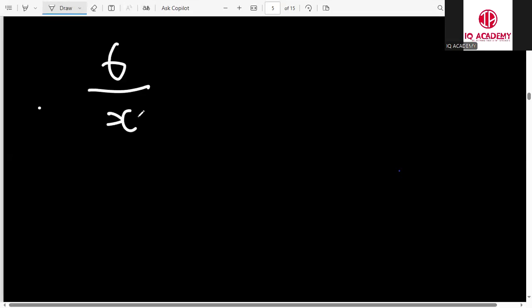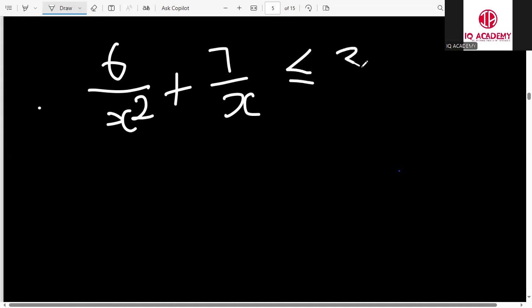Okay, so let us look at this question. We had a question like this: 6 over x squared plus 7 over x is less than or equal to 3.